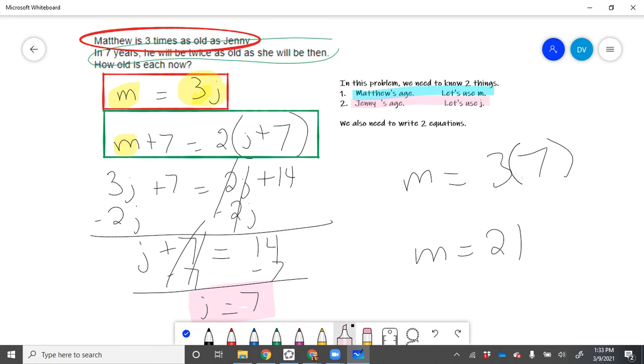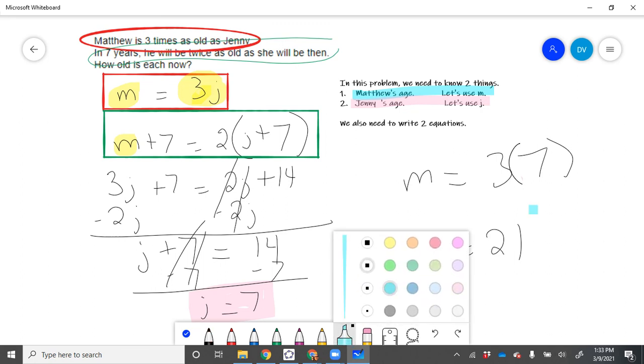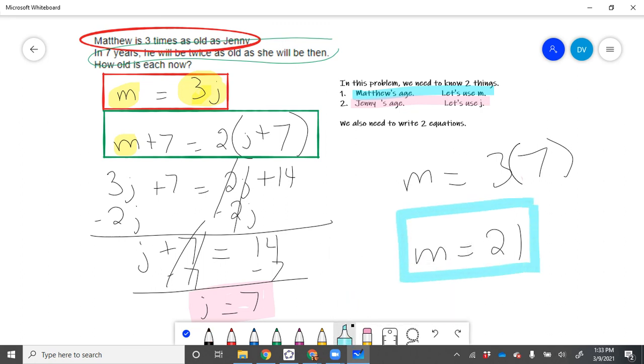And like we said, we could use any color we want or no color at all. But M is Matthew's age. So Matthew's age is 21, and Jenny's age is 7.